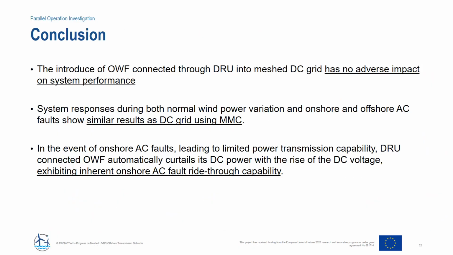So to conclude, the introduction of offshore wind farm connected through DRU into mesh DC grid has no adverse impact on system performance. System responses during both normal wind power variation and onshore and offshore AC faults show similar results as a DC grid using MMC. In the event of onshore AC faults leading to limited power transmission capability, the DRU-connected offshore wind farm automatically curtails its DC power with the rise of the DC voltage, exhibiting inherent onshore AC fault ride-through capability.